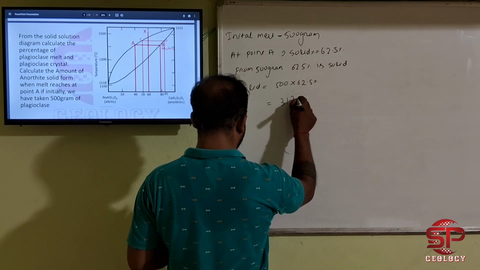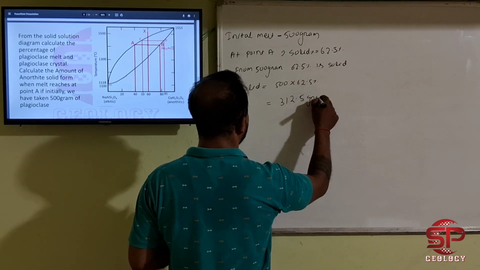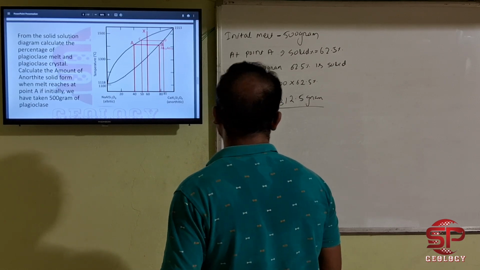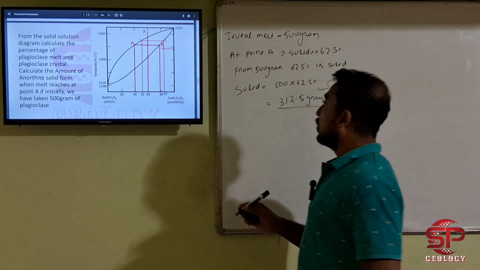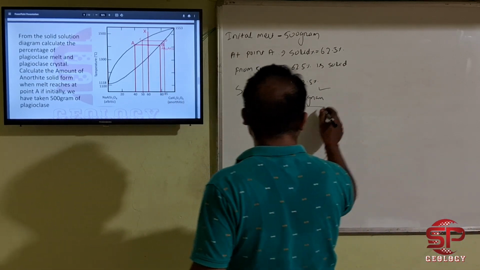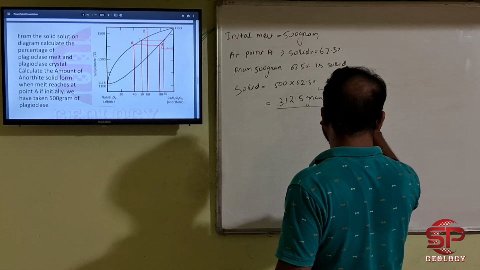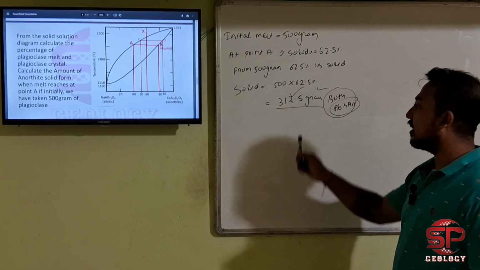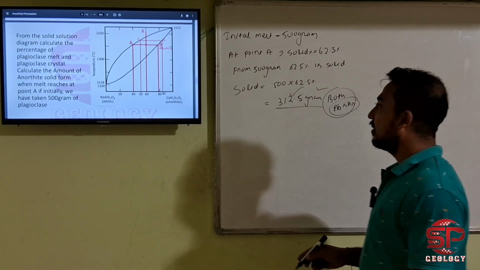It will be 312.5 gram. This much of solid will form at point A. So the solid contains both albite and anorthite. So the solid is plagioclase, so it contains some percentage of albite and some percentage of anorthite.